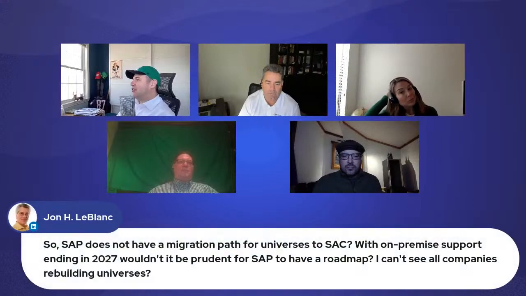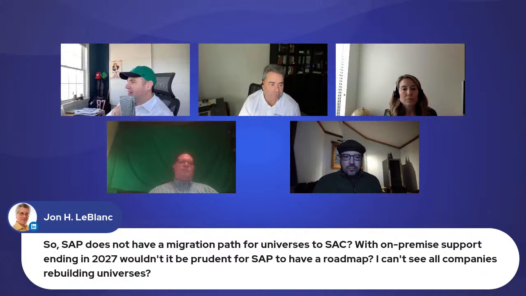So, SAP doesn't have a migration path for universes to SAC. With on-premise support ending 2027, well, we could talk about that. Wouldn't it be prudent for SAP to have a roadmap? I can't see all the companies rebuilding universes, that's for sure.